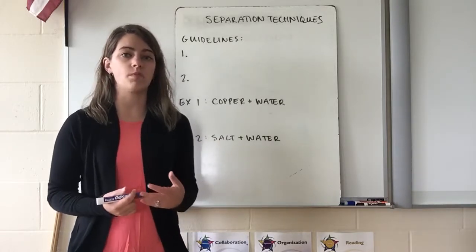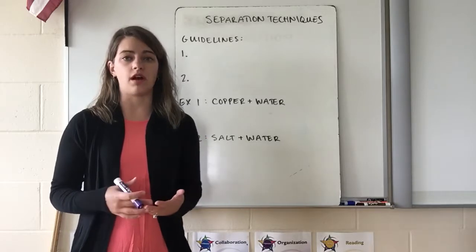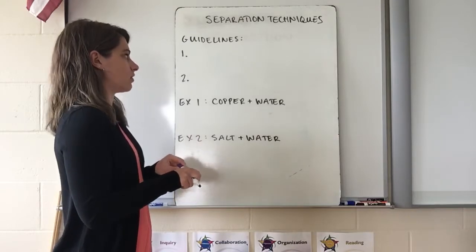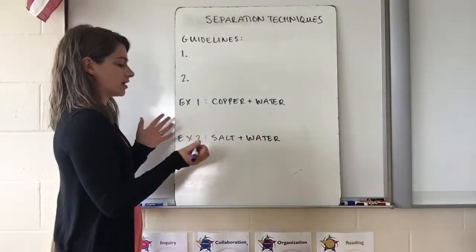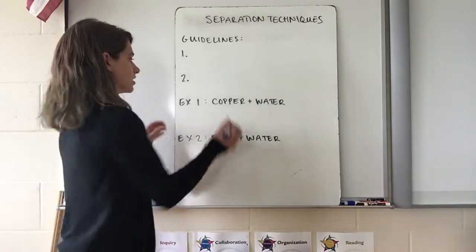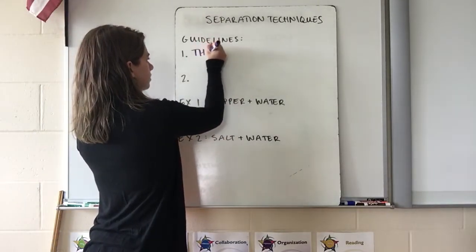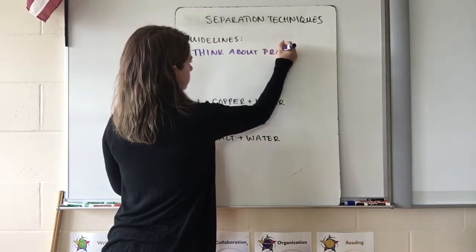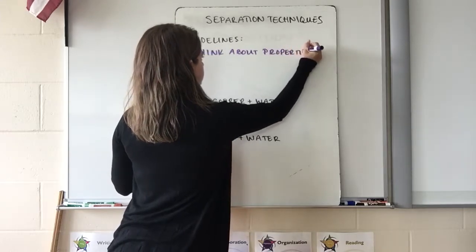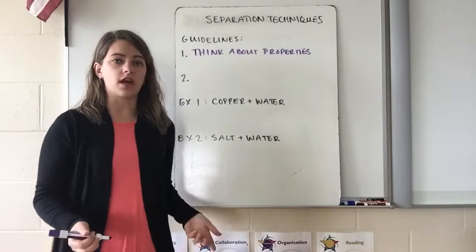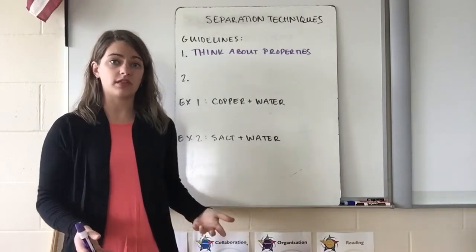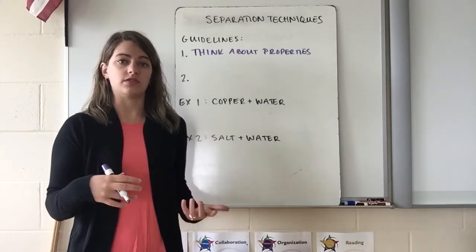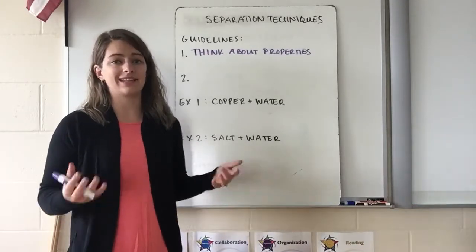And separation techniques are all based on the physical and chemical properties of the substances you're trying to separate. So there are two major guidelines that we like to think about. We need to think about what the different substances are going to do. What are their properties? For right now, we're going to be focusing on properties that we're already very familiar with. So whether or not something's going to dissolve or not dissolve, whether or not it's going to be able to boil, whether or not it's magnetic, things like that.